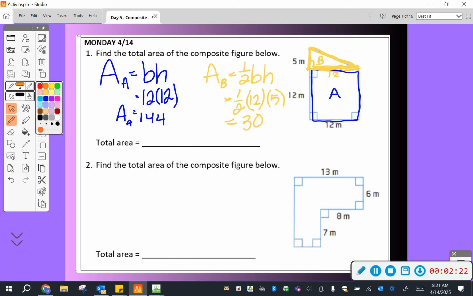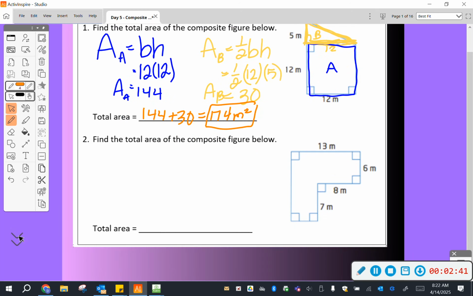And what do I need to do to get my answer? Add them together. What is 144 plus 30? 174 meters squared is the total area. And that's how we do this.